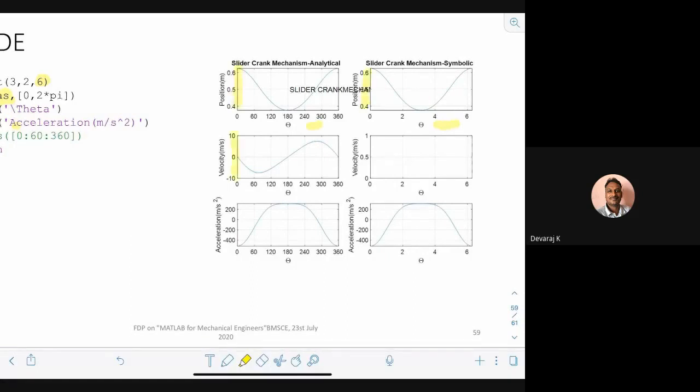Look at the value of velocities. It should be the same, otherwise I've done something wrong here. Here, some power is missing, to the power of 1. That's all, into 1 is missing. Probably I have not pasted the graph correctly, but the values are coming exactly.